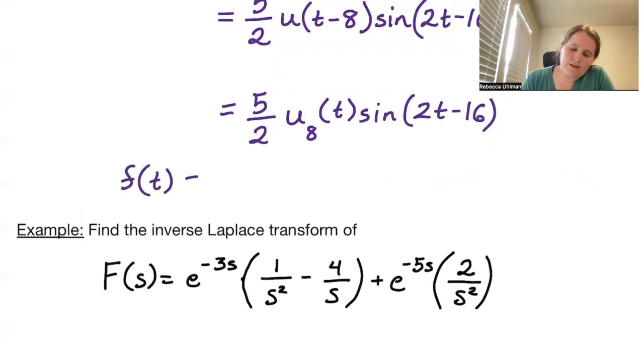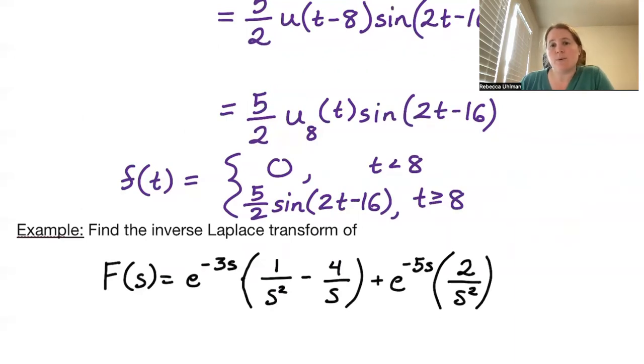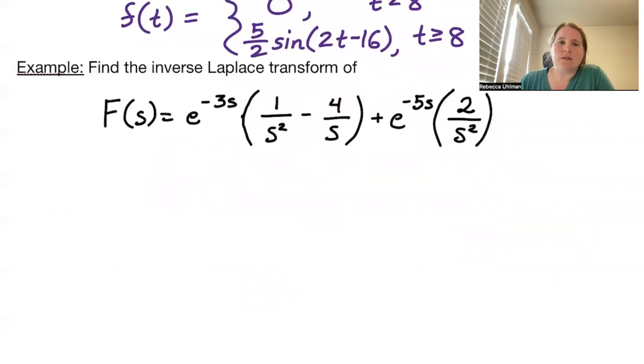So we have f of t is equal to 0 for t less than 8, and then it would just be 5 halves sine of 2t minus 16 once we pass 8. Sorry about that. So writing it as a piecewise function, we're 0 until we hit that step function at 8, where we switch up to the function that we have. All right, now let's do this new one.